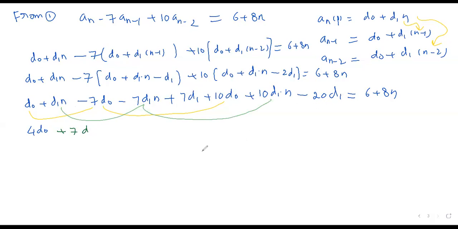7 minus 20. Clearly listen, all of you. It is very, very important to you. You have to observe 7 d1 and minus 20 d1. Finally, minus 13 d1. Am I right?